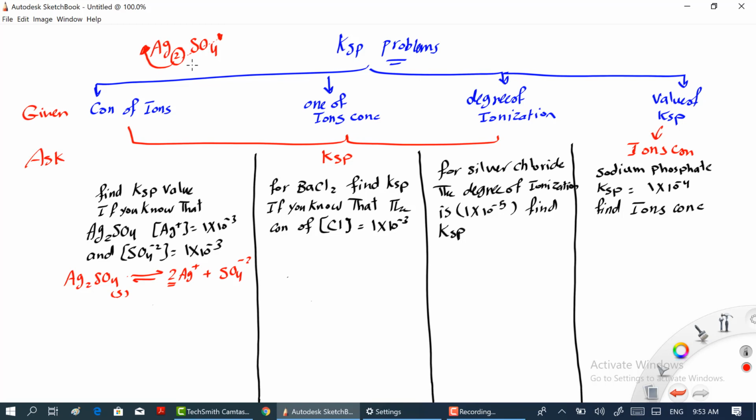Okay, Ksp equals the concentration of the silver raised to its power 2, multiplied by SO4 negative 2 raised to the power 1, since the number of moles in this case is only 1. So it will be 1 times 10 to the negative 3, squared, multiplied by 1 times 10 to the negative 3.